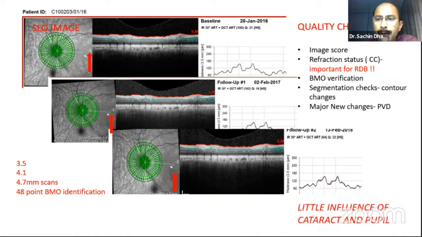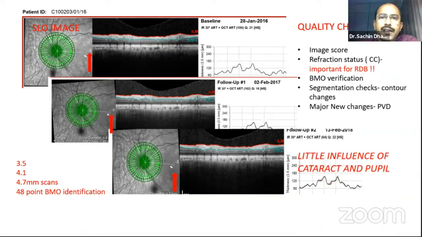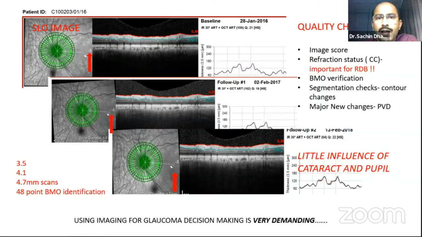A little influence of cataract and pupil, but I don't follow this dictum from the companies, because I believe in maintaining a standard imaging quality all throughout, and the influence of cataract definitely will change the machine RNFL thickness. So I use standard imaging conditions like a dilated pupil in most of my cases unless contraindicated, and see for lens opacities in great detail.